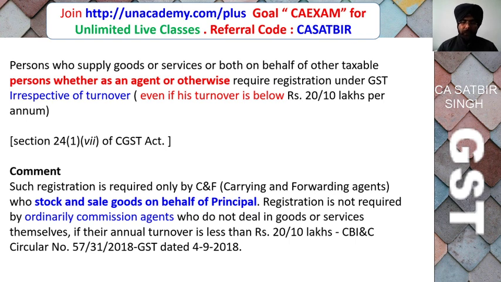So such registration is required only in case of a forwarding agent who stocks and sells the goods on behalf of the principal. So registration is not required for an ordinary commission agent who does not deal in goods or services, because they are just the commission agents and the goods are directly supplied by the principal to the customer. They are not received at the premises of the agent.